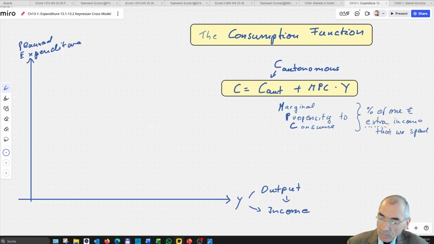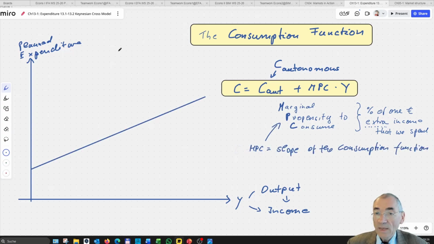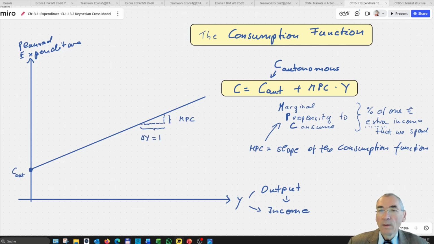And at the same time, if you look at this function, it's something like C equals A plus B times Y, then we can say that this MPC is the B, is the slope of our consumption function. And this is then our function. It has a positive slope and it has a starting point that in math we sometimes just call A, and here the name is C autonomous. And the slope of the line is defined by MPC.